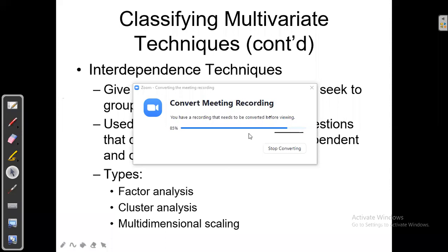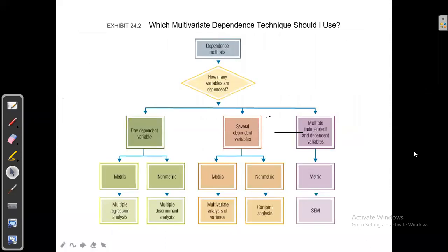Sorry? Screen share. Okay. Thank you. I don't know, I usually forget this thing. Okay, I hope it is okay now. Yes, sir.